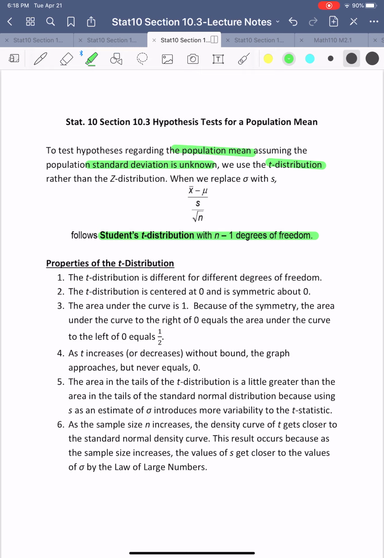Number four, as t increases without bound, the graph approaches but never equals 0, and the area in the tail of the distribution is a little greater than the area in the tail of the standard normal distribution, because using s as an estimate of sigma introduces more variability to the t statistic. And number six, as the sample size n increases, the density curve of the t gets closer to the standard normal density curve. This occurs because as the sample size increases, the value of s gets closer to the value of sigma by the law of large numbers.